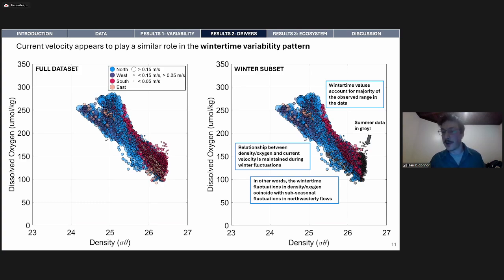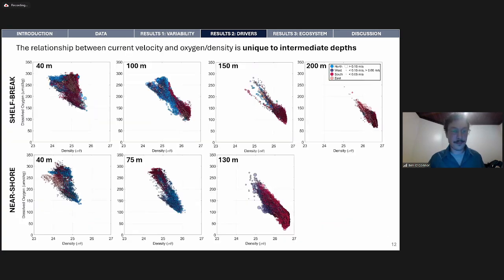So during wintertime, we're seeing these reversals in the current towards southward flows, or just a weakening of the northwestward flow, and that's corresponding to the decrease in oxygen and increase in density.